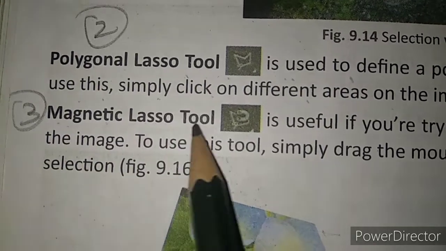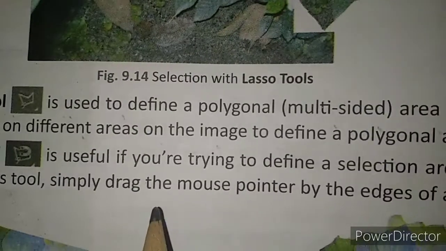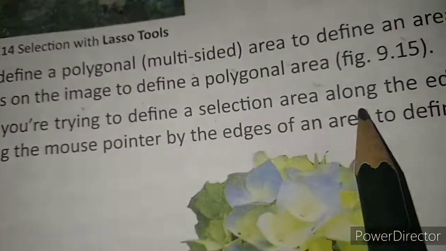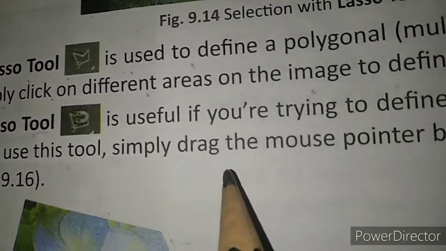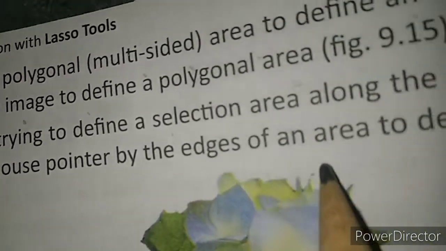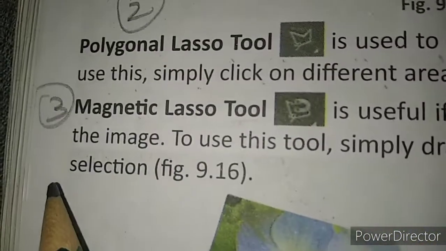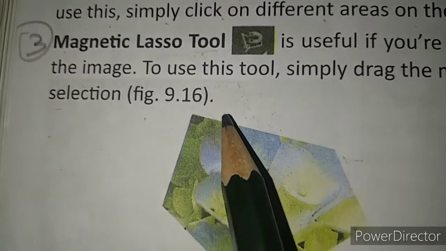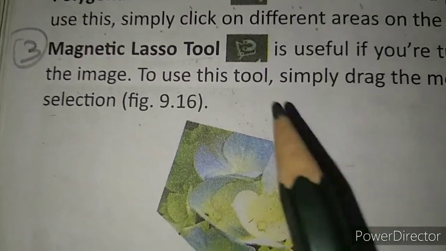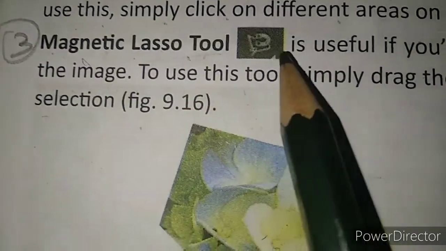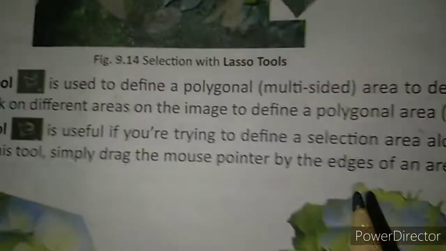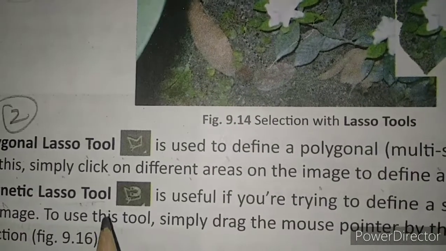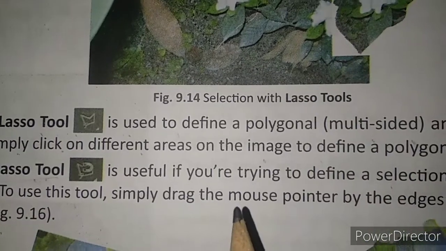Another lasso tool is the magnetic lasso tool. It is useful when we are trying to define a selection area along the edges of the image. To use this tool, simply drag the mouse pointer along the edges of an area to define the selection. If you want to select a definite area of the same color, then you will have to use the magnetic lasso tool, which selects a definite shape as it is being dragged, right? So the magnetic lasso tool is used to select these types of areas.